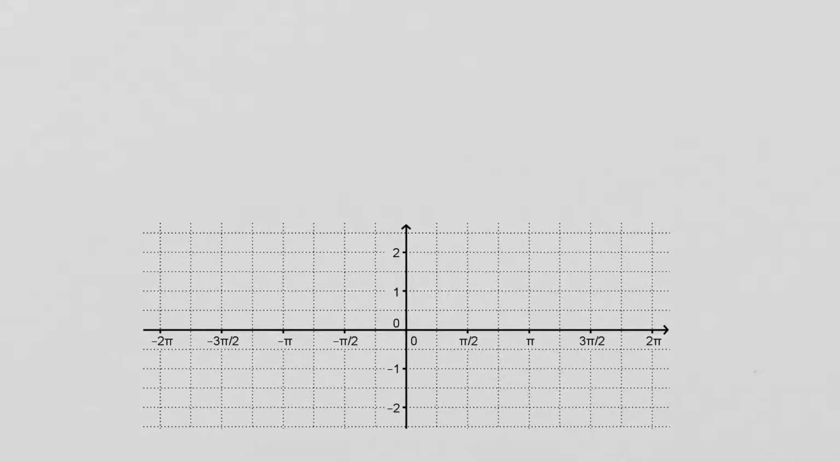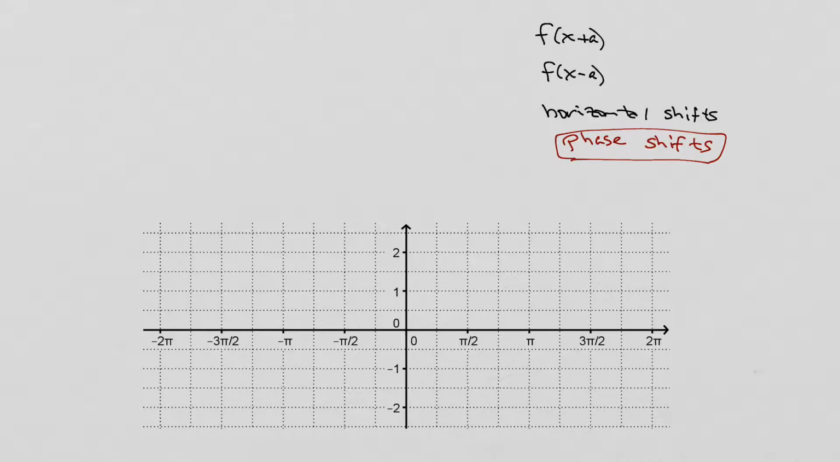What about left and right? When we've wanted to shift something left and right, we've looked at either f of x plus a or f of x minus a, and we've called these things horizontal shifts. When it comes to trig functions, these have a fancy name. These are called phase shifts. If you remember, these do kind of the opposite of what you think they would do. This one actually goes to the left by a units. This one goes to the right by a units.